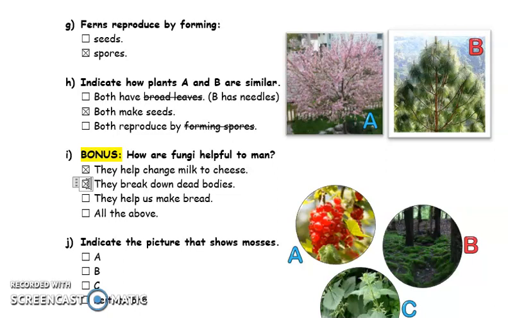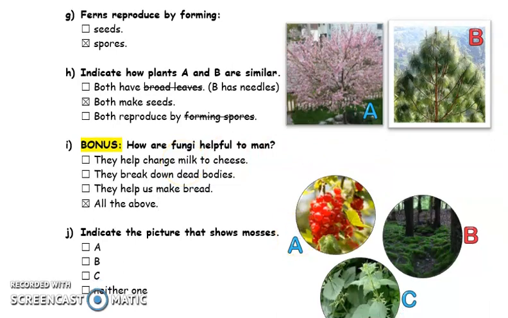They help us make bread, which is true, since the yeast used in making bread and different dough is a kind of fungi. So all of these answers are correct. So fungi are very helpful.